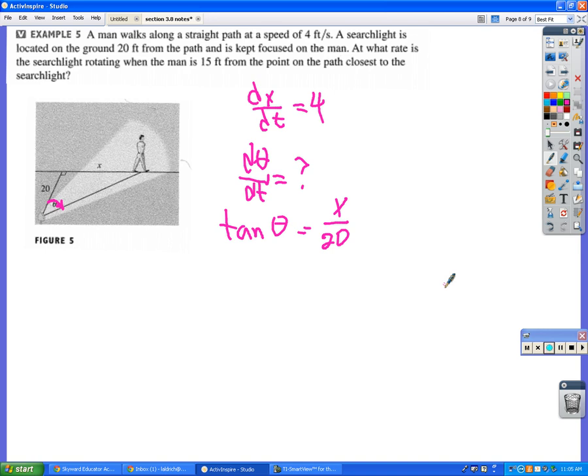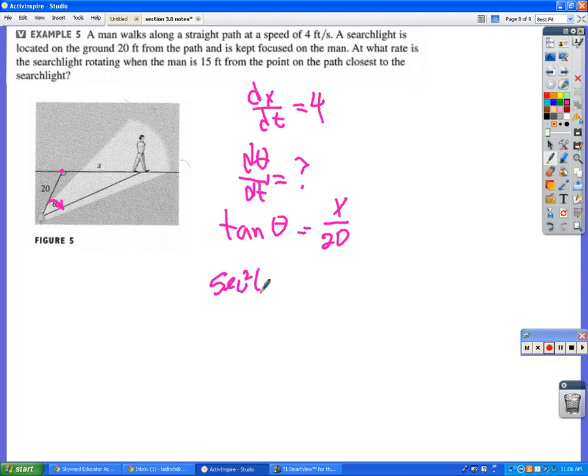The derivative of tangent is secant squared. What's the point closest to this point right here? How come that one is straight? That's a good question. Oh, because it says from the point on the path that is closest to the searchlight. Okay. The derivative of tangent is secant squared.